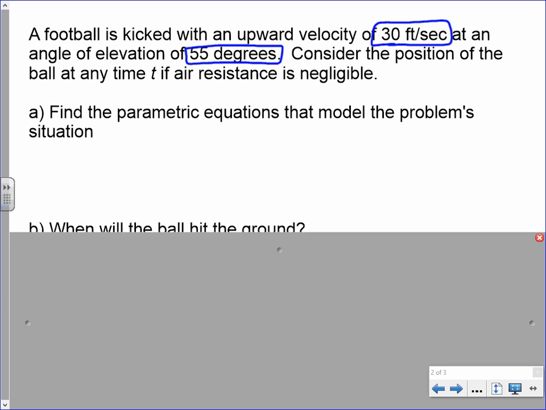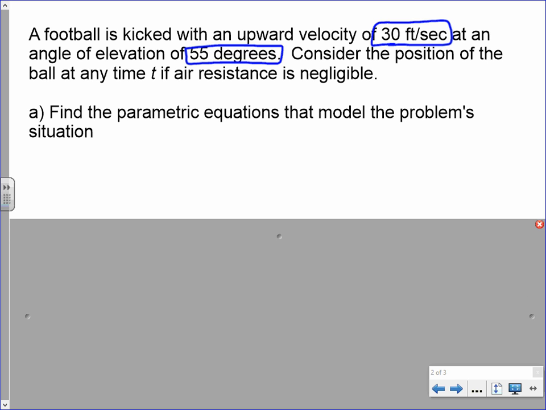Okay. So we need to set up the parametric equations. All right, so 30 feet per second. What is that going to be in our equations? V naught. 55 degrees. Okay. What about H naught? From how high off the ground are we kicking the ball? It's on the ground, which would be 0. So we don't have an initial height. All right, our initial height is 0.